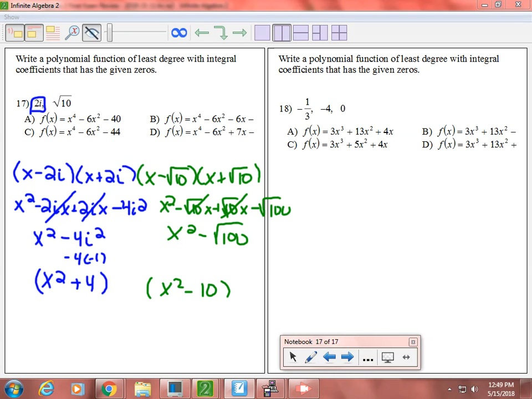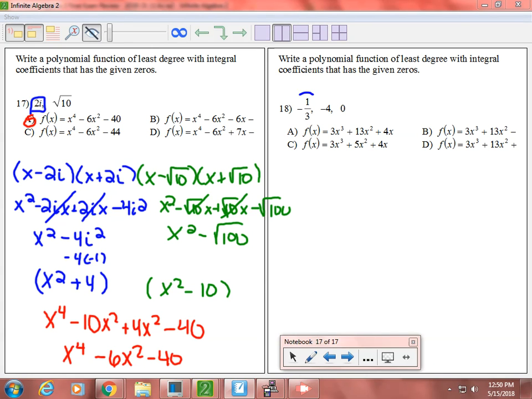And for your final answer, you're going to FOIL these two together. So you're going to get x to the fourth minus 10x squared plus 4x squared minus 40. Combine your like terms for a final answer of x to the fourth minus 6x squared minus 40, which is letter A. The same thing on number 18, except this time when you have digit numbers, you don't have to do the opposites of that.